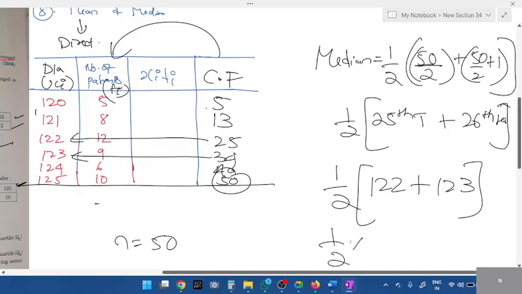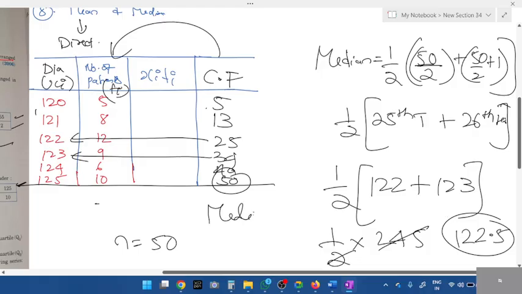123. Half into 245. Reduce the value. What's the answer in the textbook? Can you check? Is it 122.5? Median is 122.5. Did you understand?